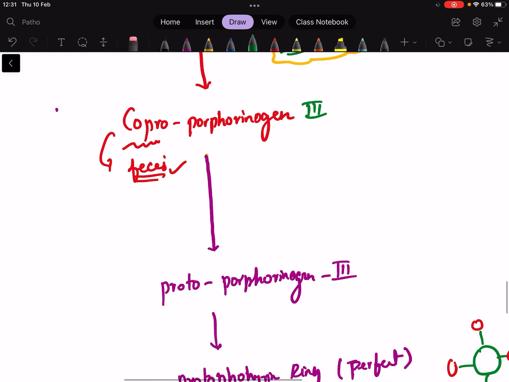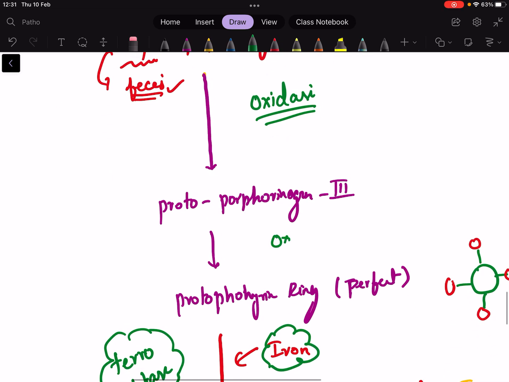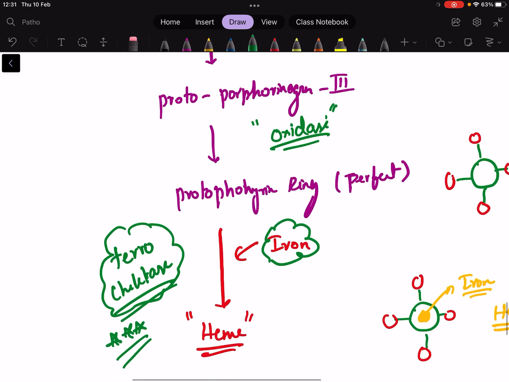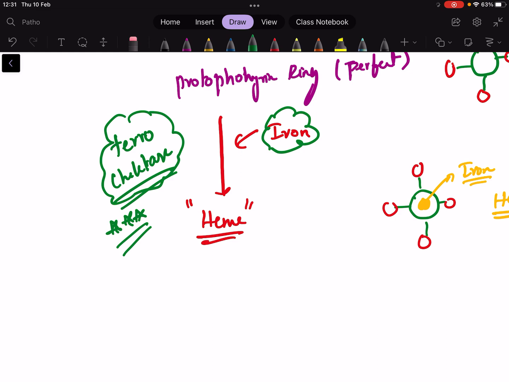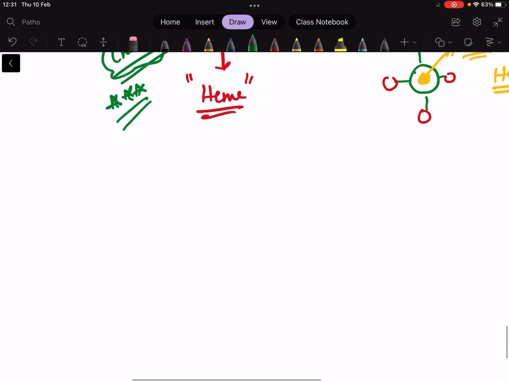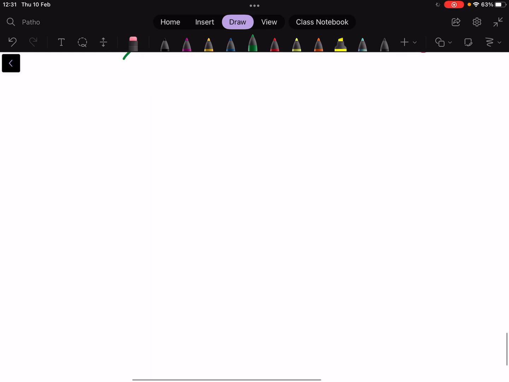So what are the enzymes which are converting the coproporphyrinogen into protoporphyrinogen? The answer is very simple. These are your oxidases. Here and here, it is a simple reaction. The enzymes are your oxidases. So finally, we have synthesized the entire protoporphyrin ring. So now I will discuss how we can stop this heme synthesis.